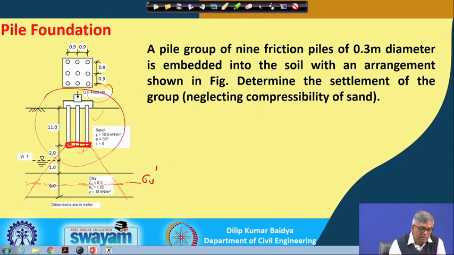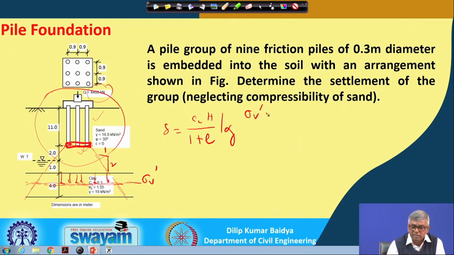That is one thing I will be doing, and the second part is that I have to find out the delta sigma here, that means the delta sigma because of this foundation loading. How to find that out? With this dispersion, one horizontal, two vertical, generally we take. Based on that, I will find out the width and length of the footing at this depth, and based on that, the pressure. That pressure will be the additional pressure coming because of this loading. Finally, I will be using delta equal to Cc into H by 1 plus e log 10 base, sigma v dash plus delta sigma divided by sigma v dash. This formula is to be used.